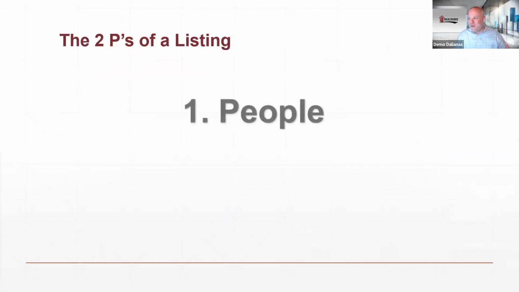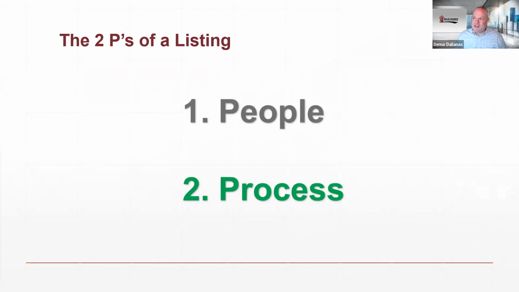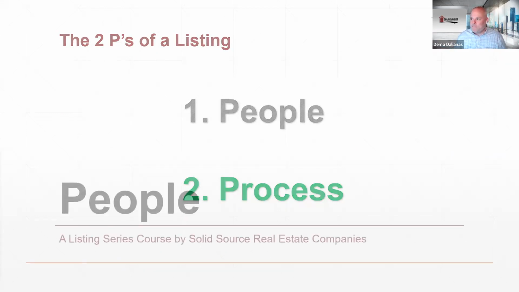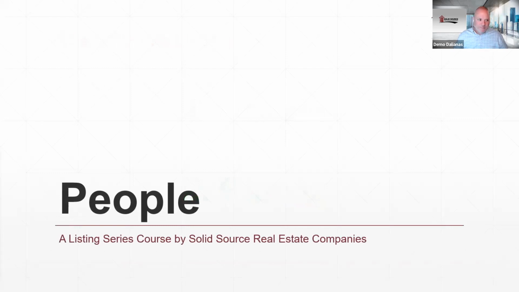Our 2 P's will be people and process. So we're going to try to break that down as simple as possible and really take this listing process so that you can remember it, you can carry it on with you, and it's something that you can implement. The first part, the people.